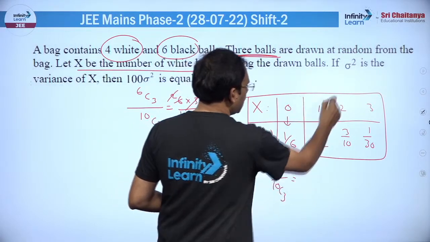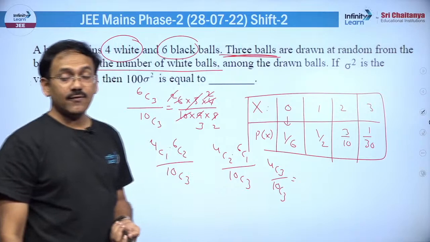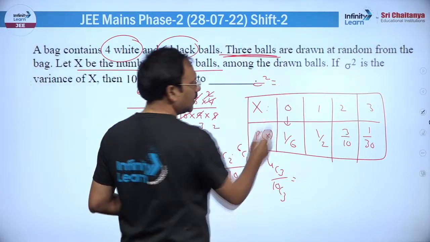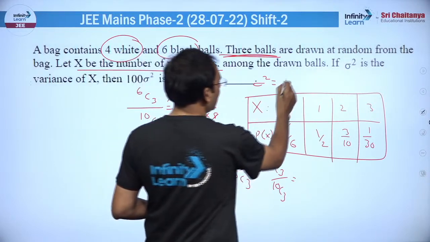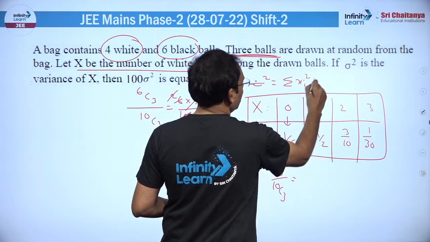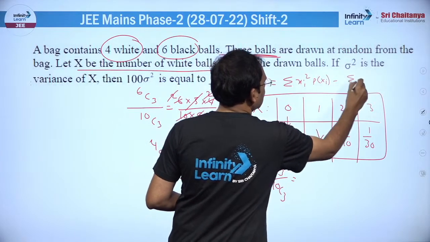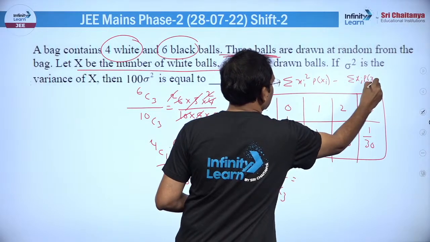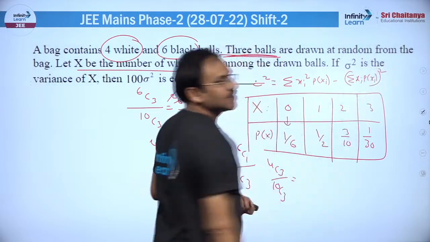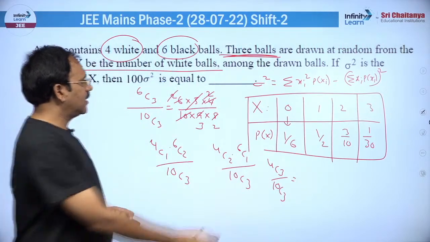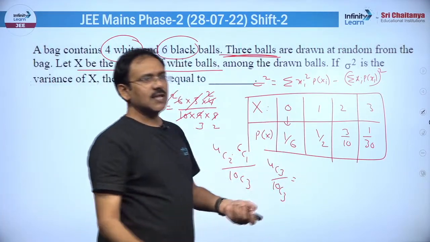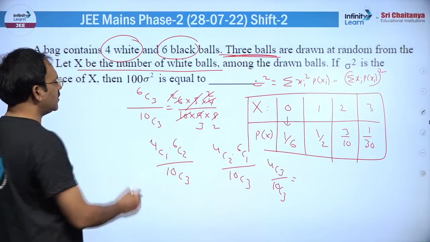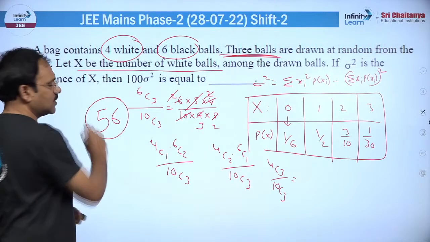So for a probability distribution function, how do you find variance? Variance sigma square is sigma xi square p xi minus the average, sigma xi p xi, whole square. This is the formula that you need to apply, my dear friends. Xi means these values and p xi these probabilities. Just simplify these, you are going to get 56 by 100. He said 100 sigma square, so you are going to get the answer as 56, my dear friends.